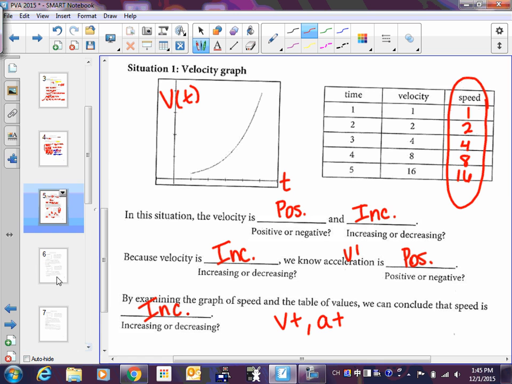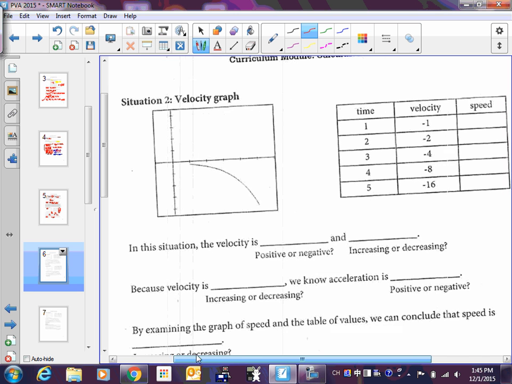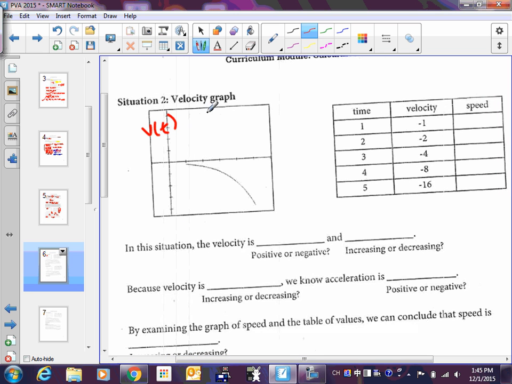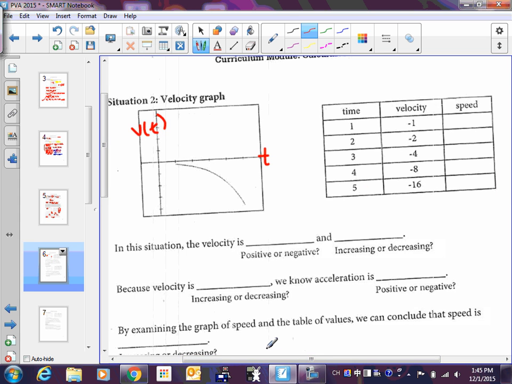All right, so then we turn the page and we look at another situation. Okay, still this is a velocity graph, but you can see that the graph looks a little bit different and the table definitely looks a little bit different. You notice these numbers are now negative. Okay, so we can go ahead and write that in here. The velocity is negative. I can look at these numbers and say, hey, those are negative numbers. I could also look at the graph and say, oh, that velocity, that's below the x or t axis, therefore velocity is negative. Okay, what about increasing or decreasing?